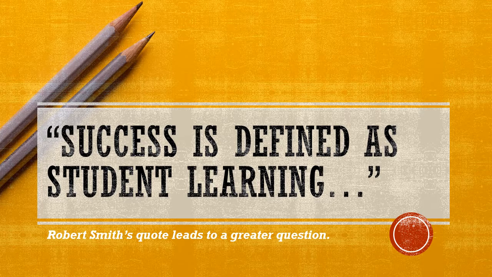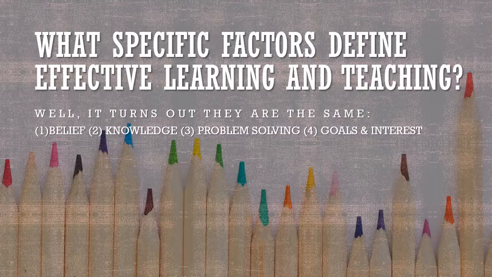Success is defined as student learning. Robert Smith's quote leads to a greater question. What specific factors define effective learning and teaching? Well, it turns out they're the same. Number 1, belief. Number 2, knowledge. Number 3, problem solving. Number 4, goals and interests.